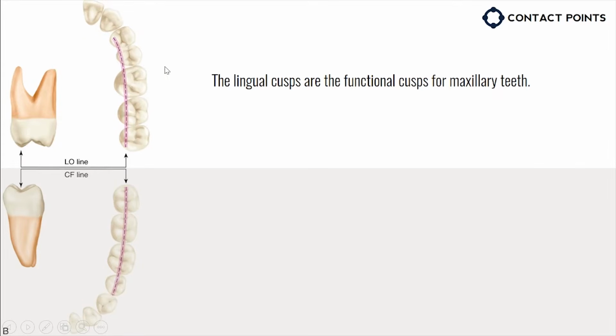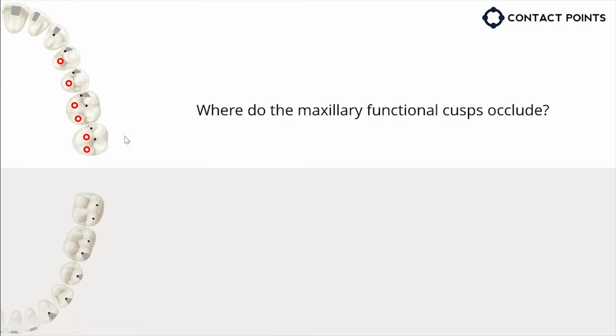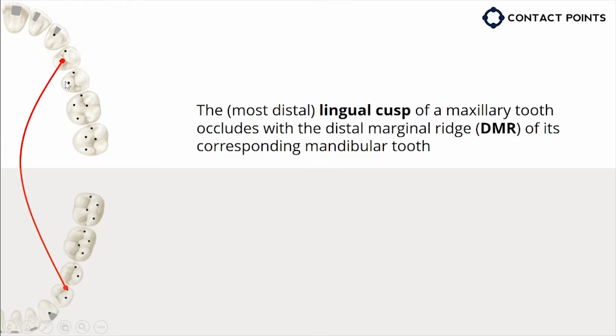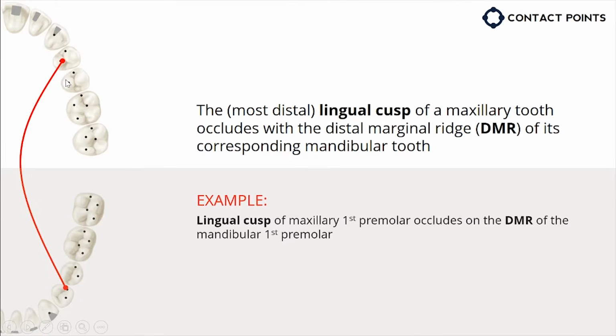If we reverse this and now look at the maxillary arch, we know that the functional cusp of the maxillary arch is going to be the lingual cusp. If we map these out, we can see that they are going to hit in a different location. So let's run through these examples. Now we're going to trace the lingual cusp of a maxillary first molar, which is going to occlude on the distal marginal ridge of the mandibular first premolar. As a general rule of thumb, the most distal lingual cusp is going to occlude with the distal marginal ridge of its corresponding mandibular tooth.